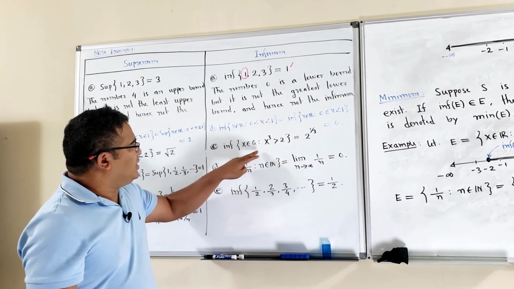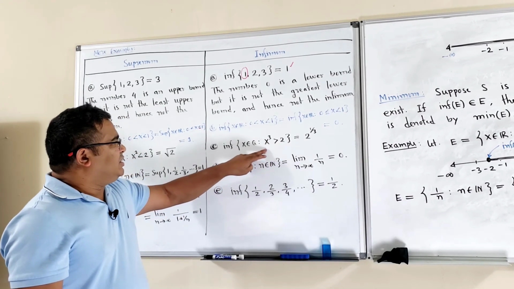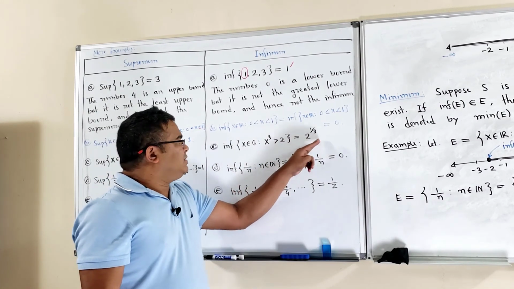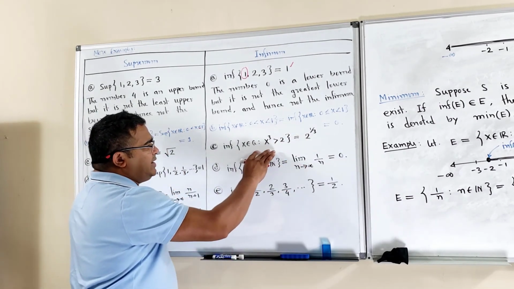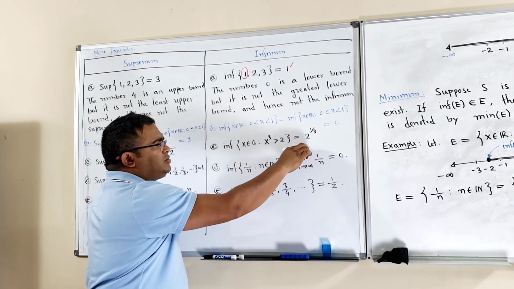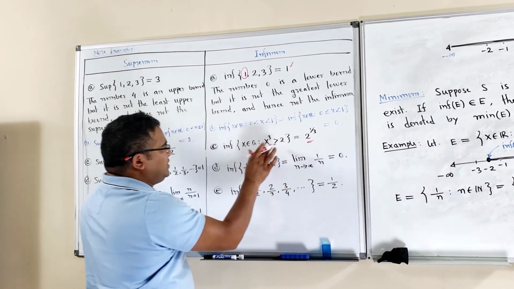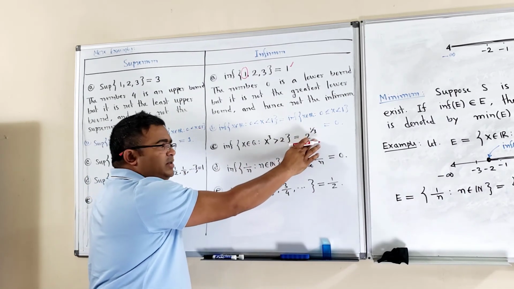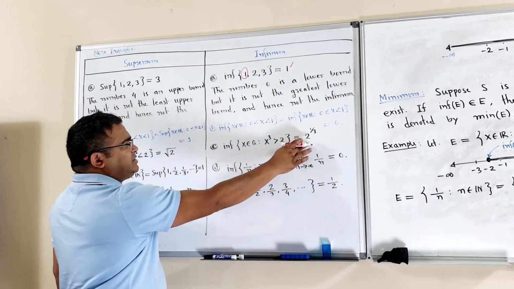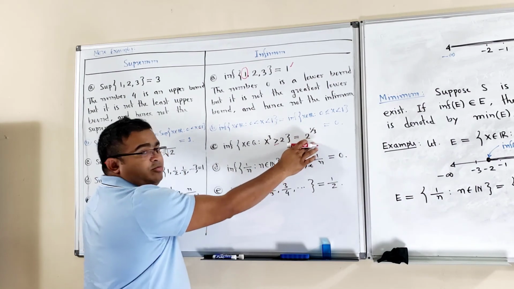Similarly, if x cube is more than 2, then taking the cube root, it is 2 to the power 1 over 3, and all of these numbers x are more than 2 to the power 1 over 3. So the infimum is 2 to the power 1 over 3, and this number is not in this set, so this is not the minimum because it doesn't belong to this set. But if there is an equal sign here, then it would be the minimum.